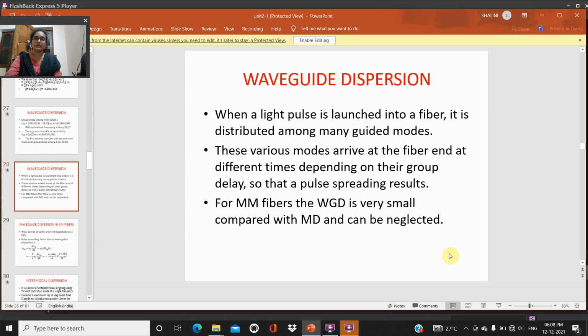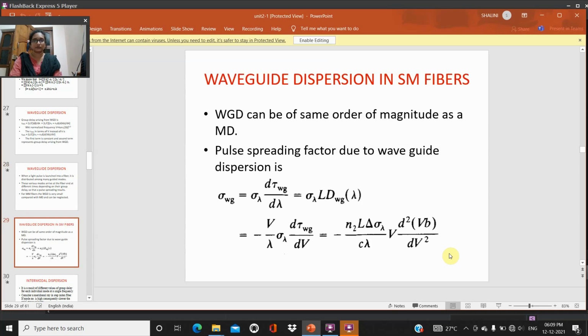When a light pulse is launched into a fiber, it is distributed among many guided modes. The light pulse can be distributed over many guided modes inside the waveguide. These various modes arrive at the fiber end at different times depending on their group delay, so pulse spreading may result. For multimode fibers, the waveguide dispersion is very small compared with material dispersion and can be neglected.